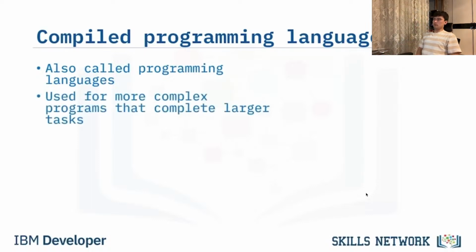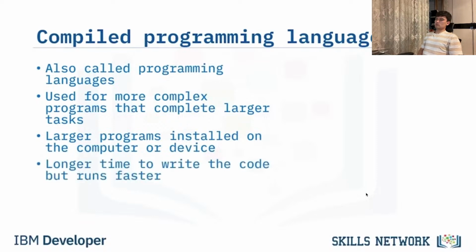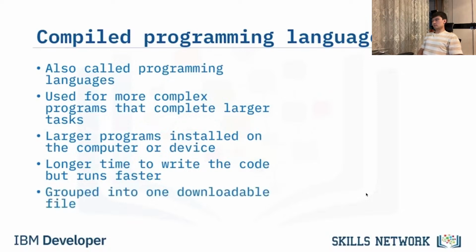Compiled programming languages are also called programming languages for short. They are used for more complex programs that complete larger tasks like running a spreadsheet program on your computer. A compiled programming language is used to write a larger program, usually installed on your device as an executable file. Writing code in a compiled language does take longer, but the payoff is that the program's code runs faster because compiled programs are installed on the device. And once the program is coded, the compiled program is grouped into one downloadable file.